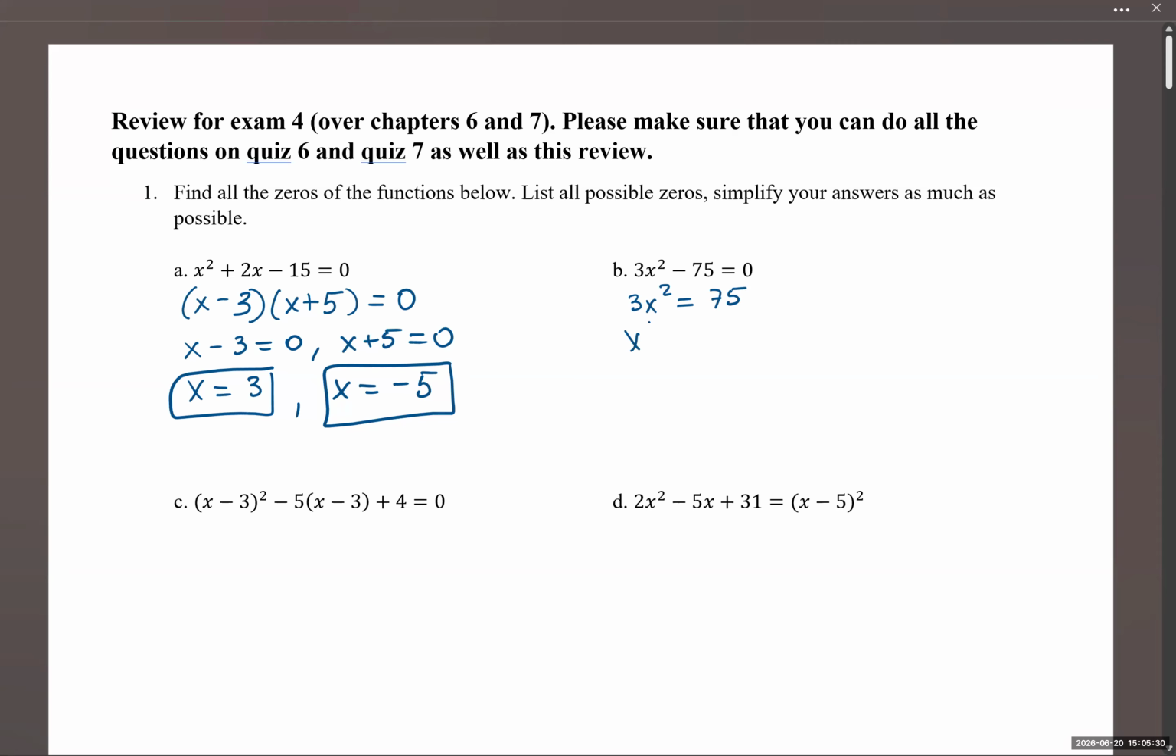Divide by 3. x squared equals 25. And then take the square root of both sides to get rid of the square on the x. When you're taking the square root of 25, don't forget the plus or minus in front of it. So x equals plus or minus 5.